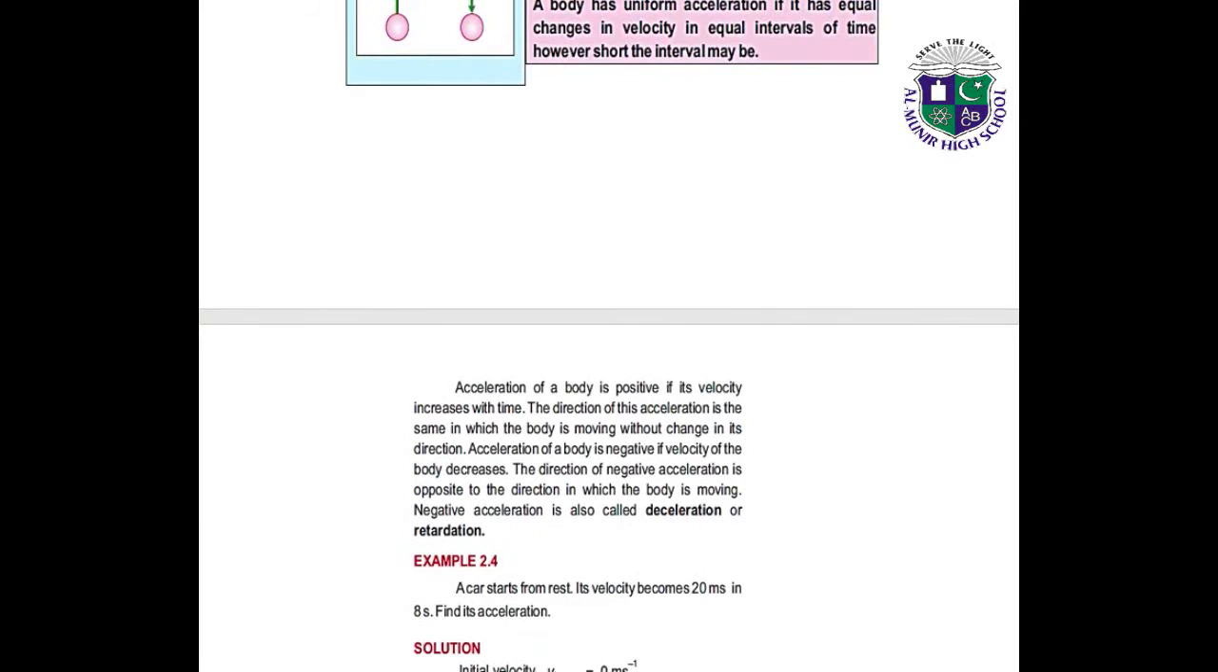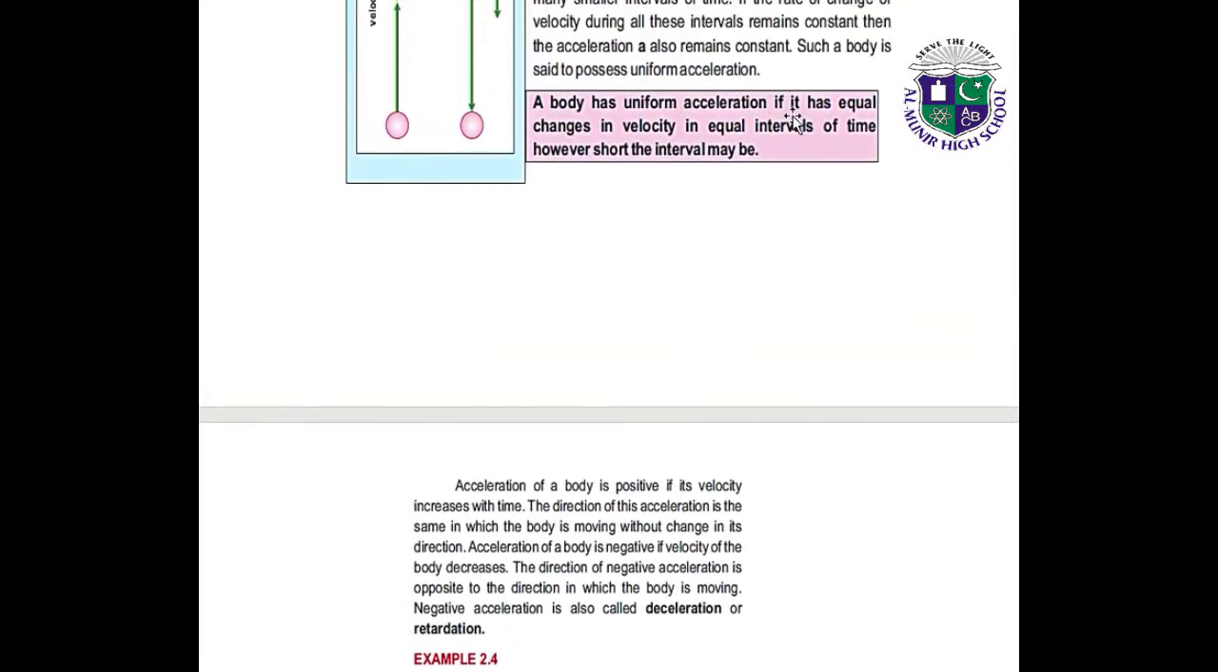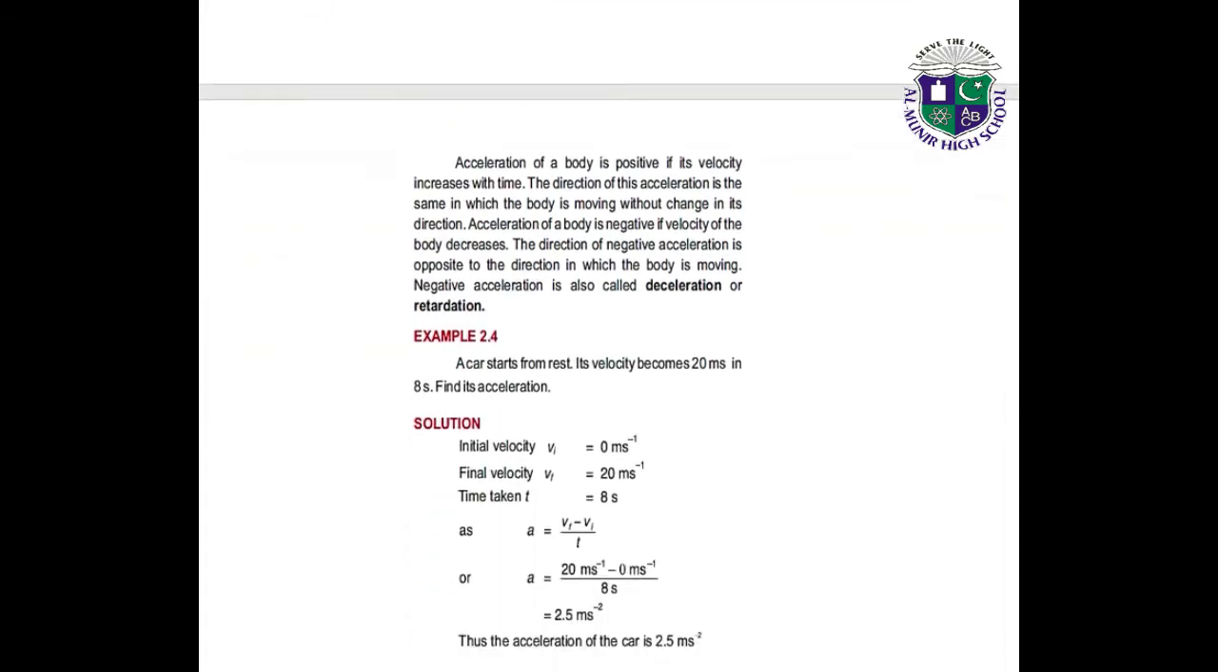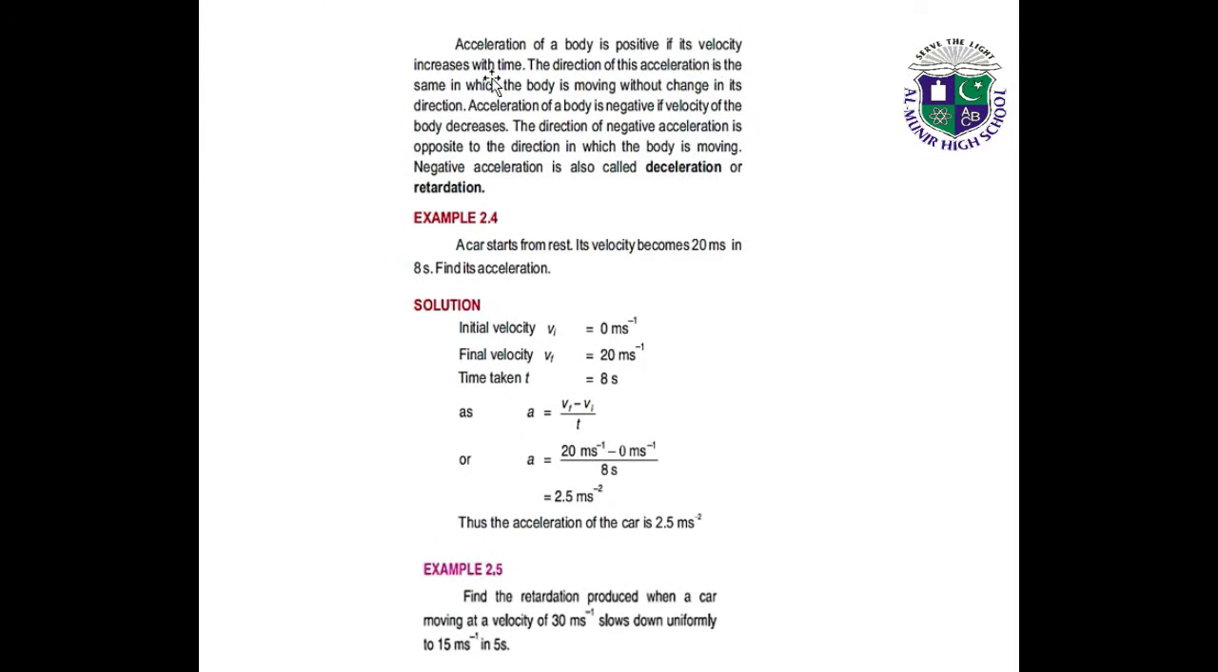What is uniform acceleration? A body has uniform acceleration if it has equal change in velocity in equal intervals of time, however short the interval may be. Acceleration of a body is positive if its velocity increases with time. The direction of this acceleration is the same in which the body is moving, without change in its direction. Acceleration of a body is negative if the velocity of the body decreases. The direction of negative acceleration is opposite to the direction in which the body is moving. Negative acceleration is also called deceleration or retardation.